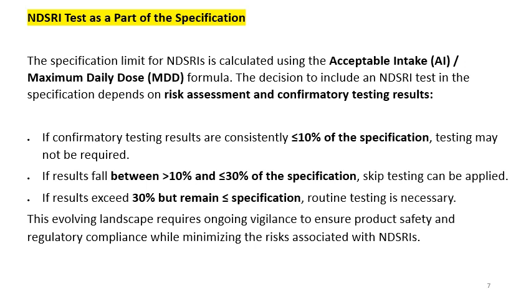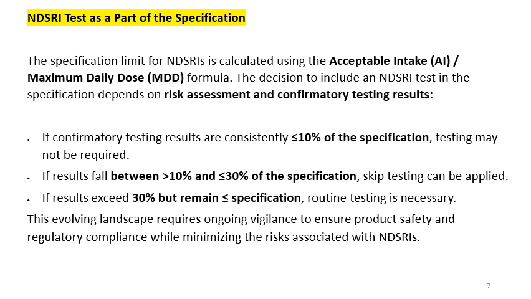NDSRI test as a part of specification. So when should we include NDSRI testing or an NDSRI specification in the specification of the product, or not? The specification limit for NDSRI is calculated as per the calculation for acceptable intake limit, which is based on the maximum daily dose. The decision to include an NDSRI test in the specification depends on the risk assessment and confirmatory testing results. First, we have to do the risk assessment. If there is no risk, then the NDSRI will not be a part of the specification.